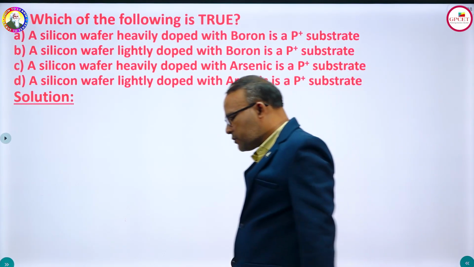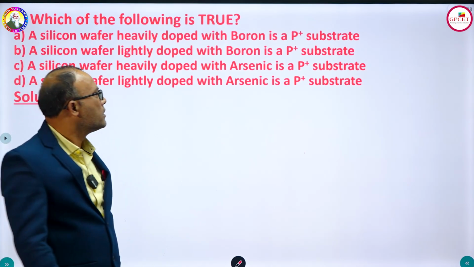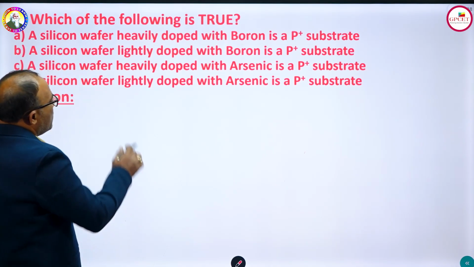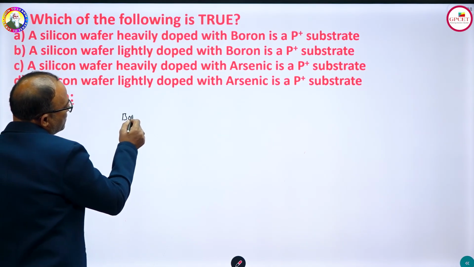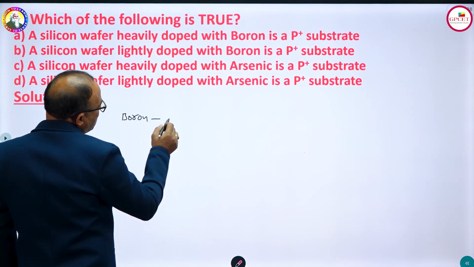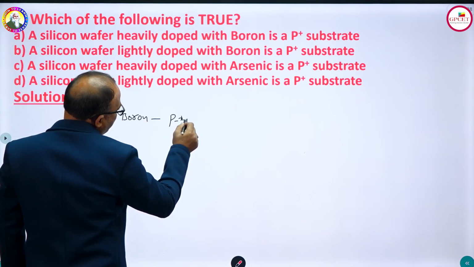So if the question is like this, how to answer this type of question here? Suppose boron. What is boron? Boron is a p-type impurity or n-type impurity? Definitely it is a p-type impurity.